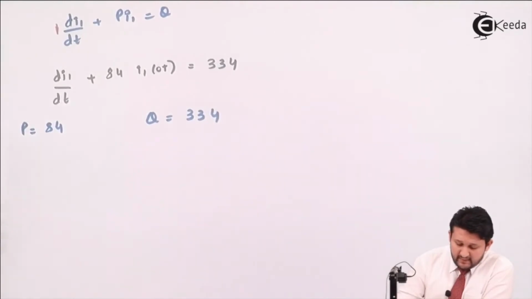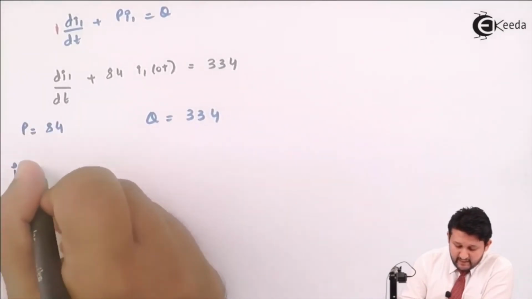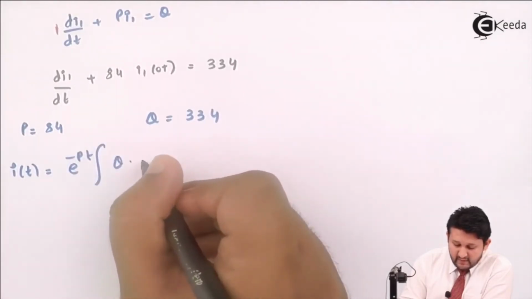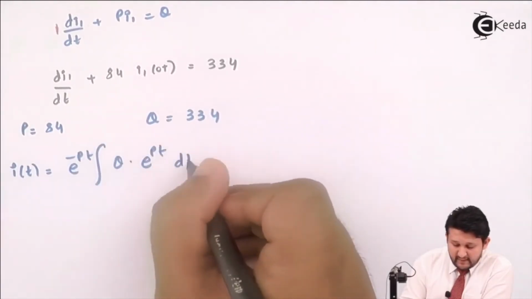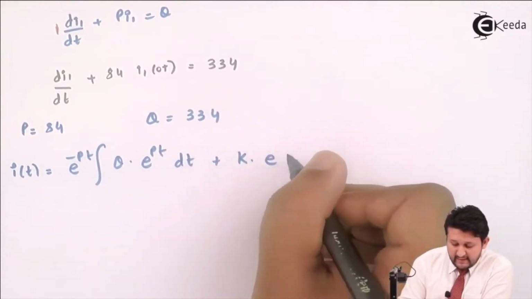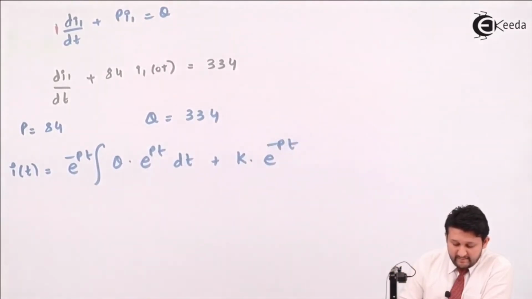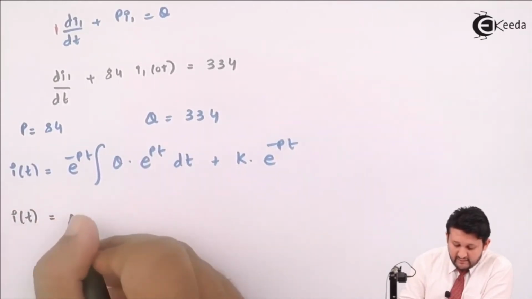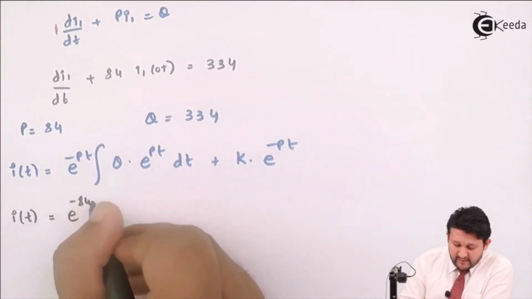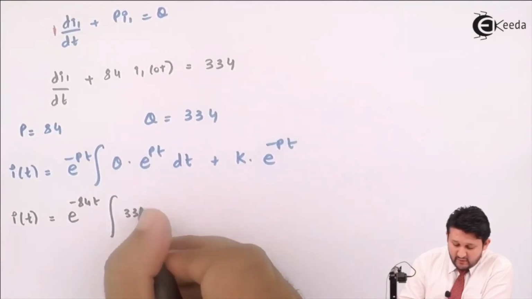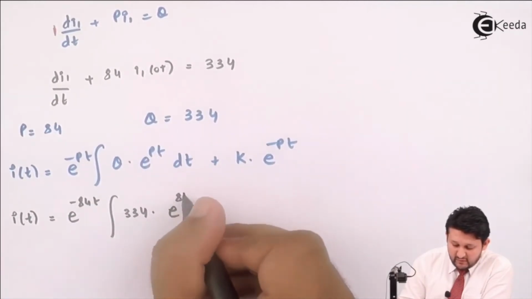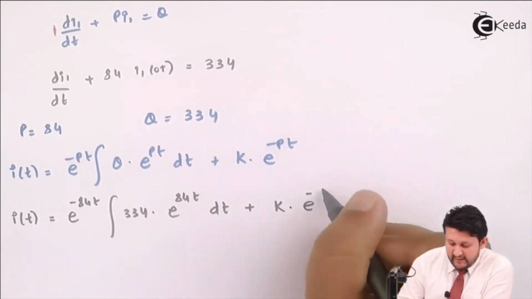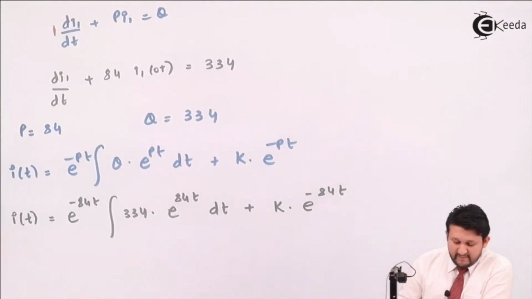So now get the equation for I of t. I of t is nothing but equal to e raised to minus Pt integration Q e raised to Pt into dt plus k into e raised to minus Pt. Put the value of P and Q in the above equation. So you get I of t is equal to e raised to minus 84 into t. Your Q is nothing but 334 into e raised to 84 into t into dt plus k into e raised to minus 84 into t.